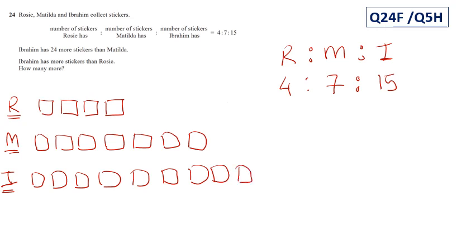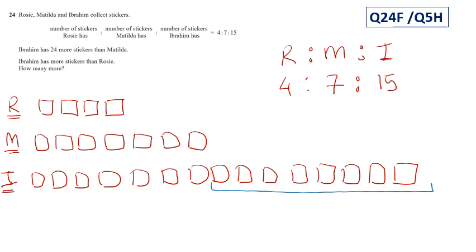So that's 1, 2, 3, 4, 5, 6, 7, 8, 9, 10, 11, 12, 13, 14, 15. Now we can see from the diagram that Ibrahim has this many more shares than Matilda. In fact, we can see from the ratio itself that Ibrahim has 8 more shares. So this 8 is represented by these 8 boxes here extra that Ibrahim has, and that represents 24 stickers.